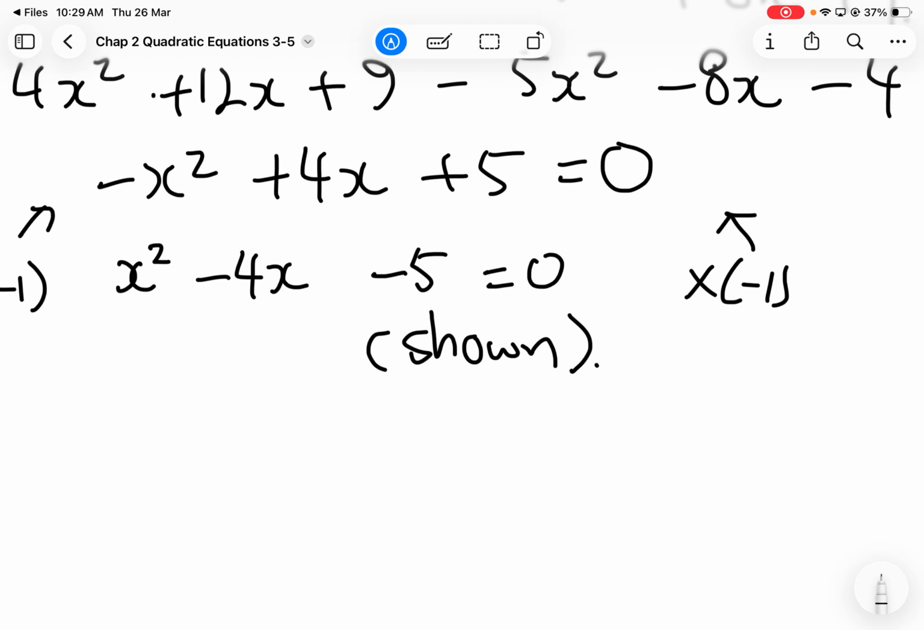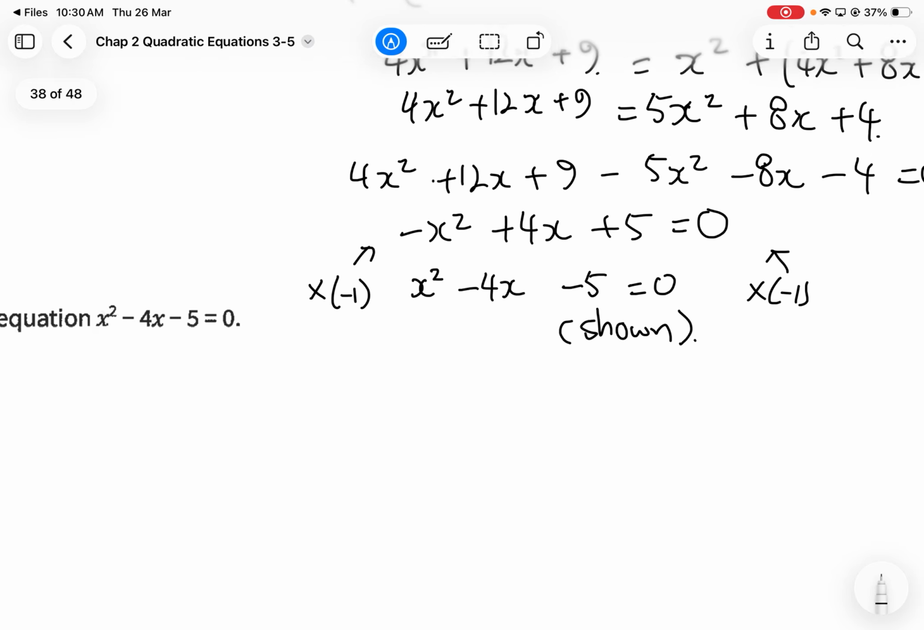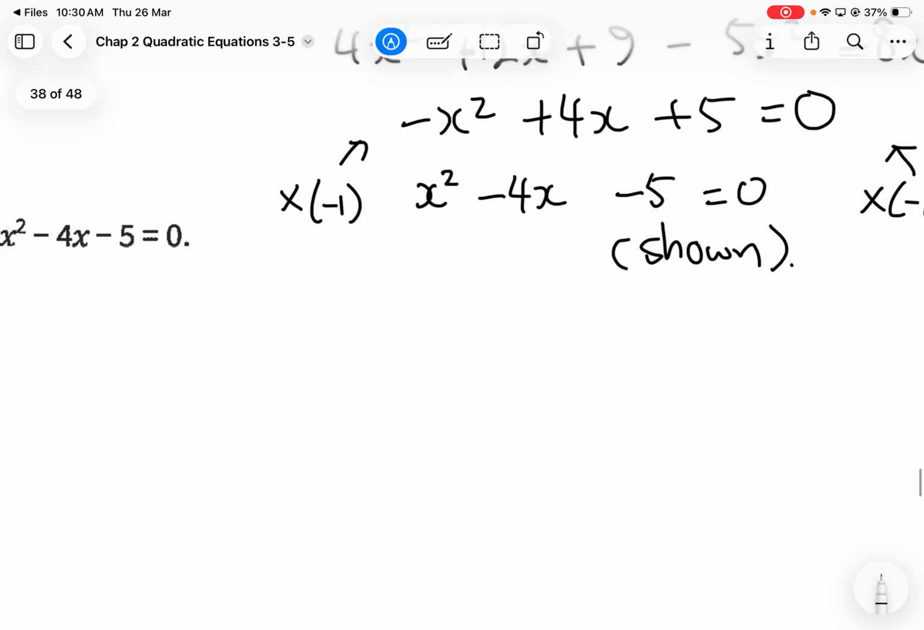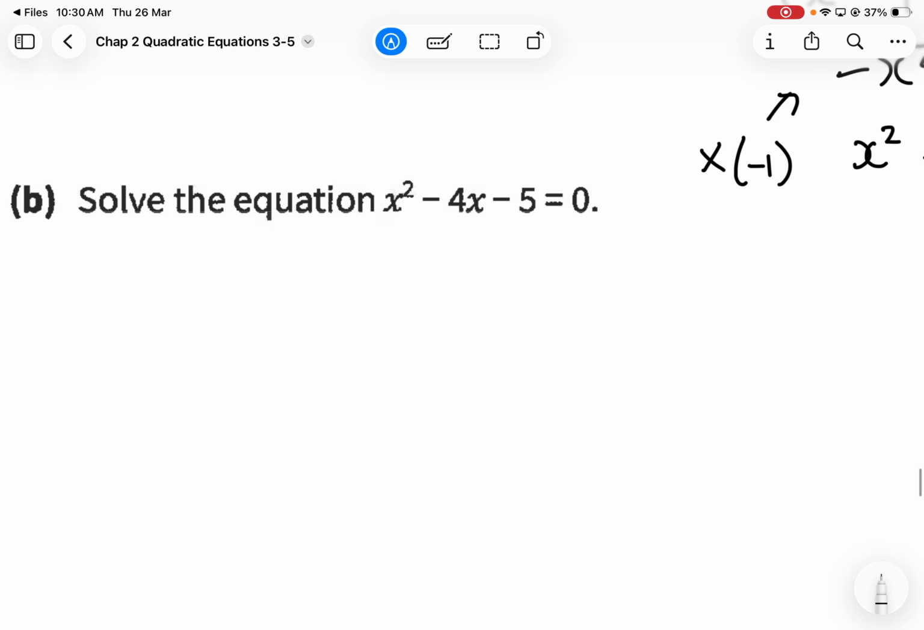Go back to your equation. You write properly already. Why is it plus? Your formula is b squared minus 4ac. Why you type the plus there? Okay, so shown. Then after that, you want to solve the equation.